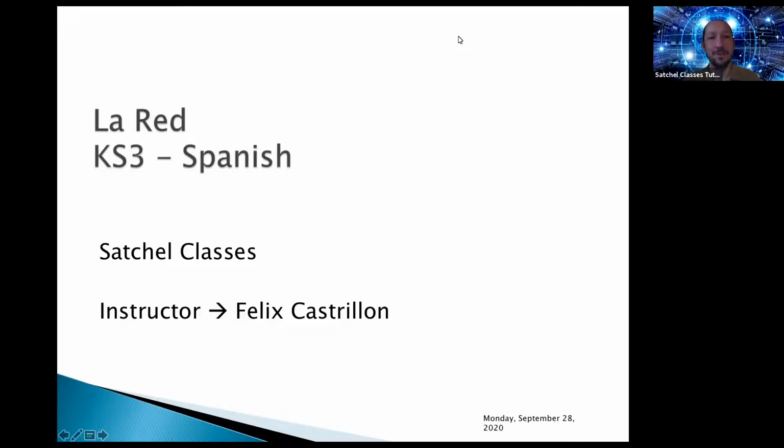Today we are going to talk about La Red. It's a Key Stage 3 Spanish topic, but you can also use this for your Key Stage 4, and what you're going to learn today is going to help you a lot when you want to give your opinions, and you're going to be learning a very interesting structure in Spanish that we use a lot.